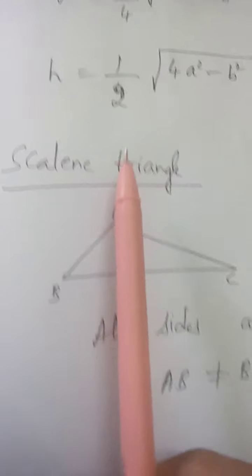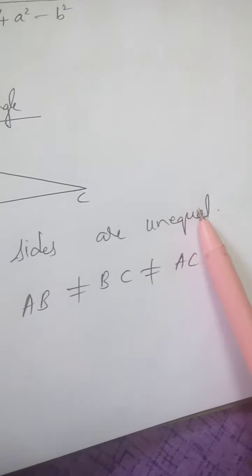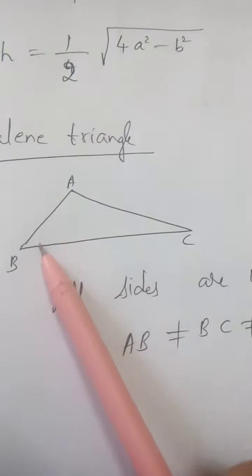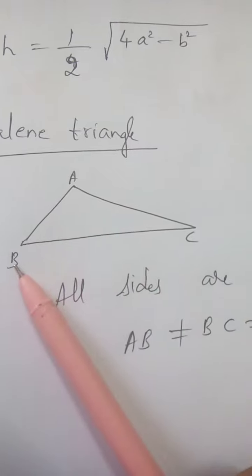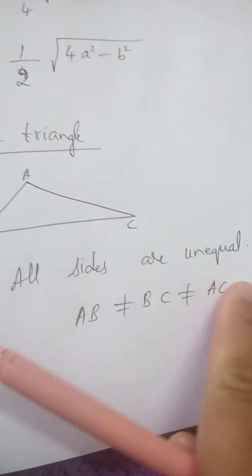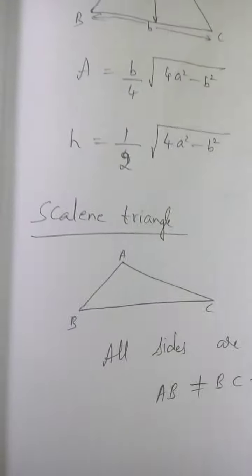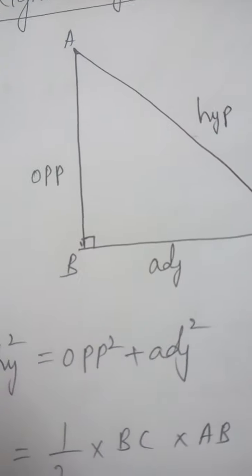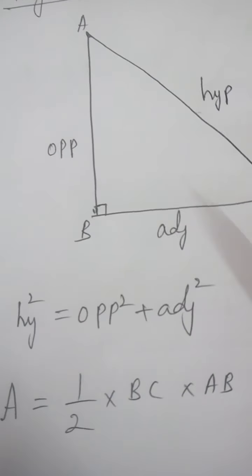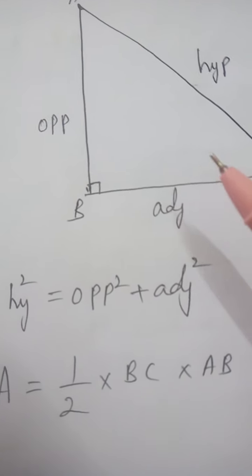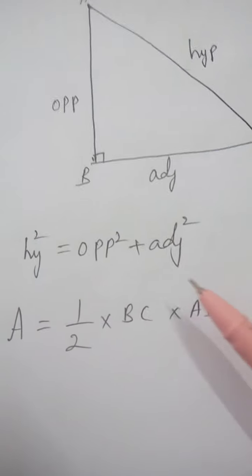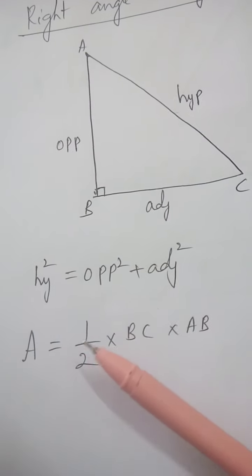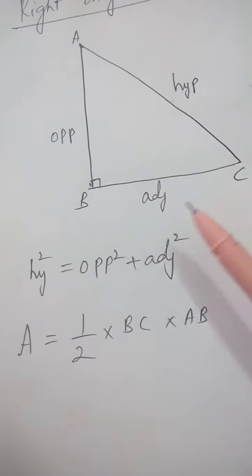Scalene triangle. In a scalene triangle, all sides are unequal. So AB is not equal to BC is not equal to AC. Right angle triangle. In a right angle triangle, hypotenuse square is equal to opposite square plus adjacent square. What is the area of a right angle triangle? It is half into base into height, BC into AB.